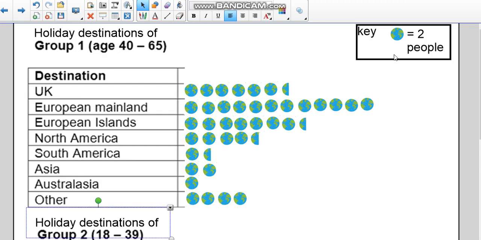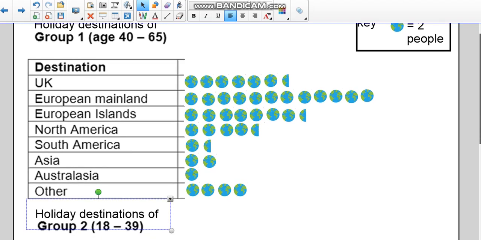Okay, so let's have a look at some pictograms. So I chose a little picture of the Earth, okay, as my picture. You could choose whatever you like, and I've put my key here that one picture is two people. So again, can you see that I've lined up all my pictures so it's easy to compare? It's quite clear to see that European mainland was the most popular, okay, and Australasia was the least popular. Okay, so that's for group 1.